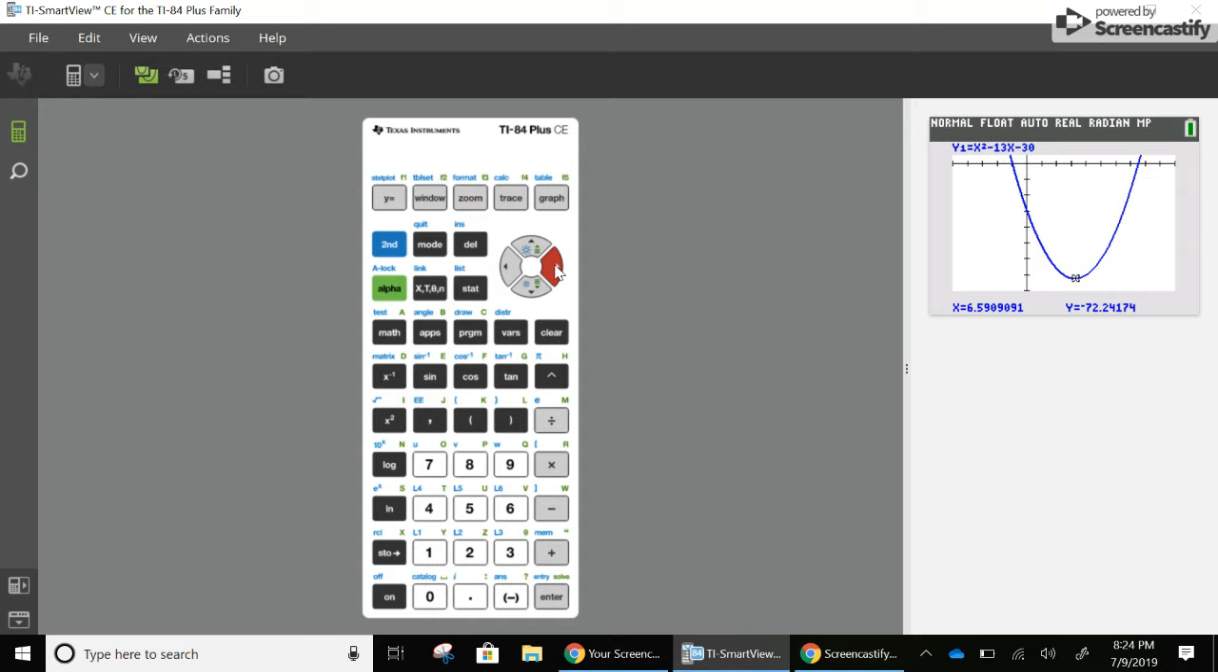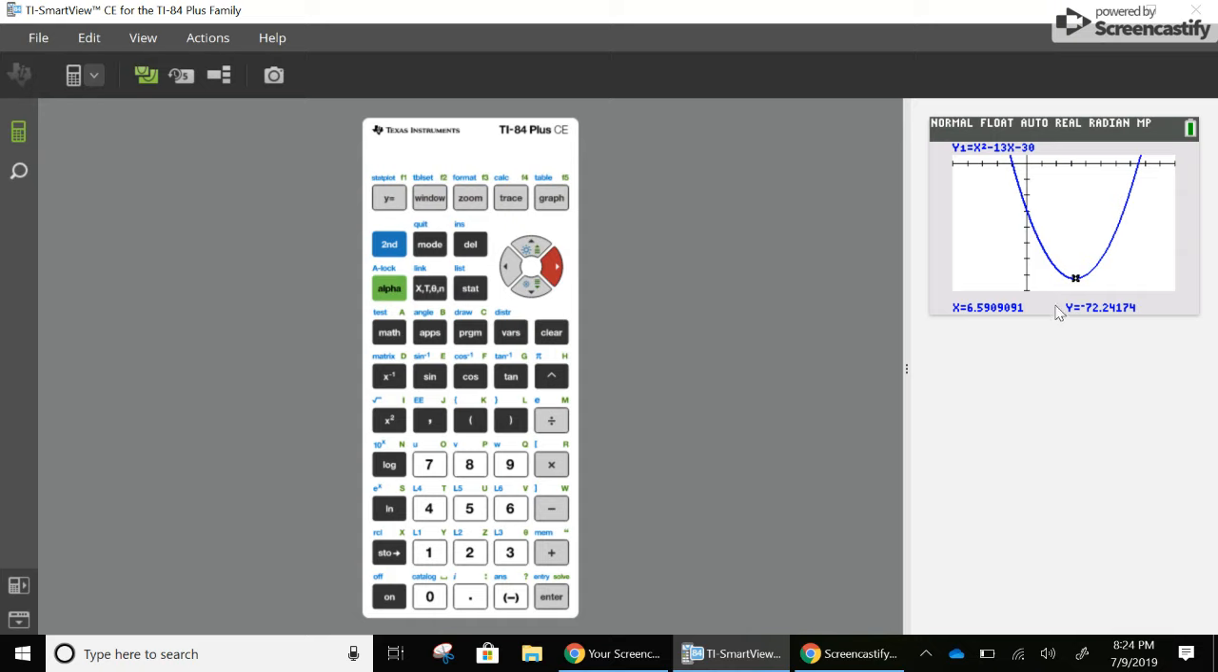So my vertex looks like it's going to be 6.5, or if we round, 6.6, and negative 72.2. All right, so that's our vertex. What does the vertex contain? What two attributes?